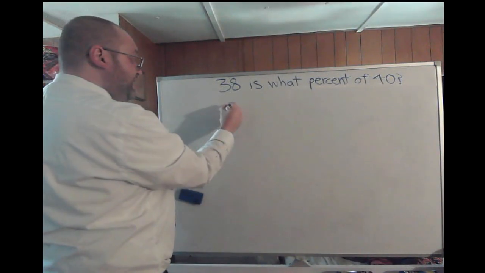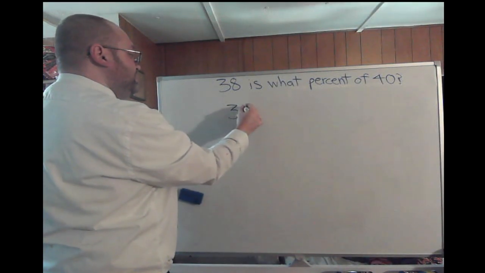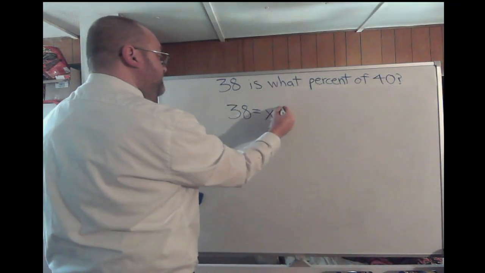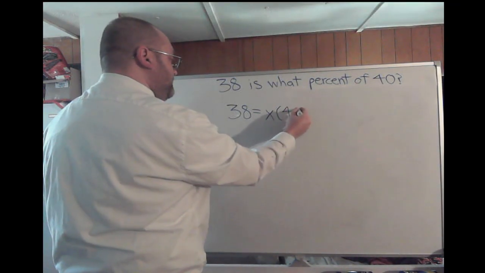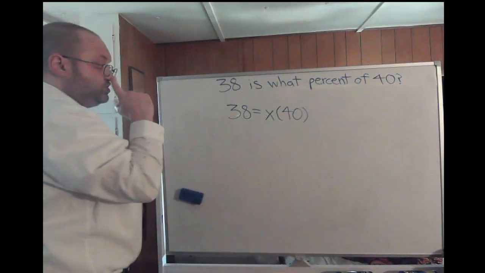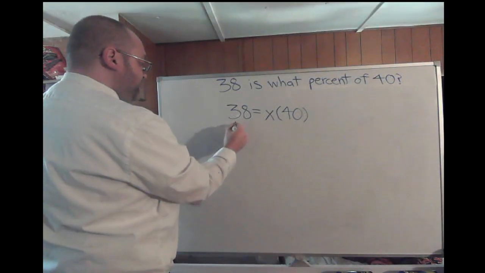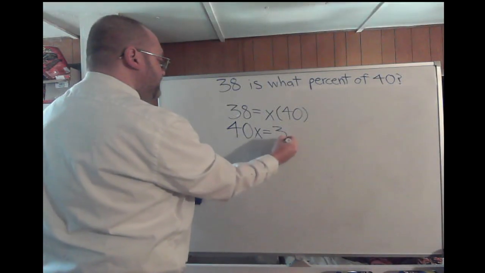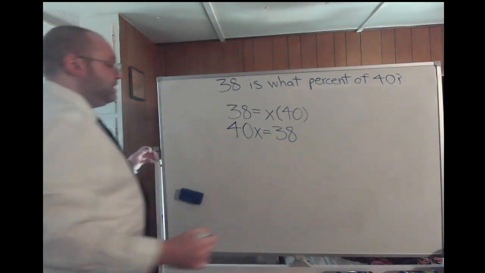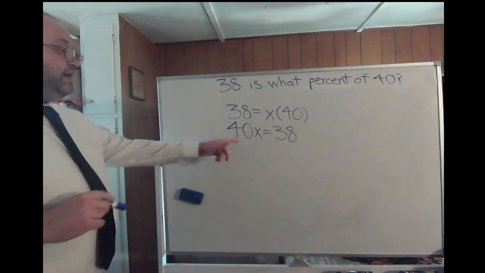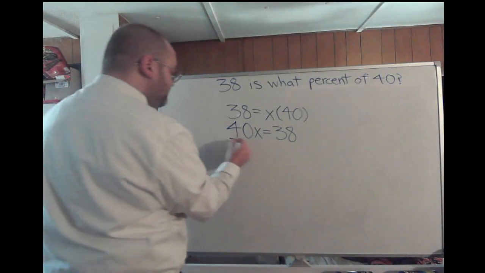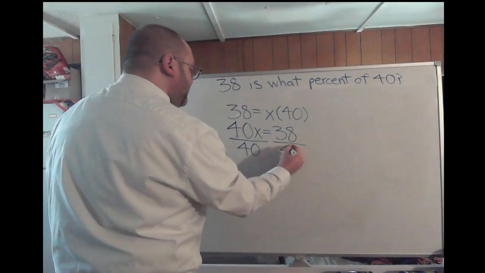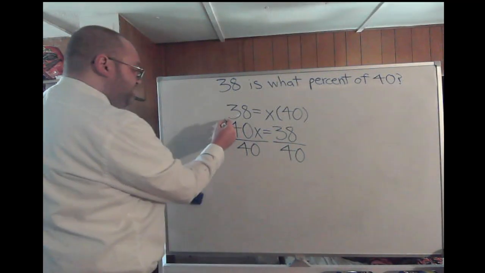Well, we have 38 is, so that means 38 is equal to what percent, that's x, of 40, so times 40. So you'd have x times 40, which is 40x. I'm going to switch these from the left to the right. You'll get 40x is equal to 38. Now we want to solve for x. We got to divide both sides by 40. We will do that. Left side, 40's cancel out.